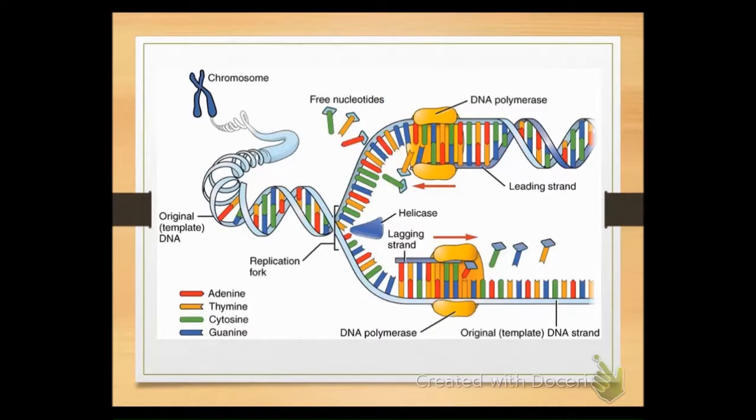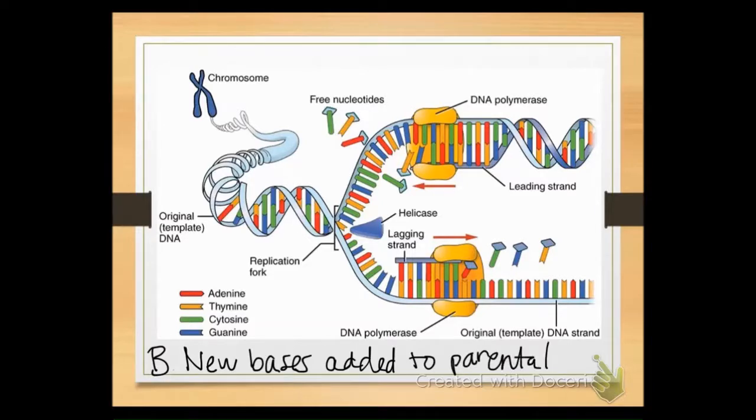So how are these free nucleotides added to make newly constructed DNA? That leads us to our second step. We'll call it step B. And this is where we will have new bases added to the parental strand. So this is where we're using that parental strand as a template. And there's an enzyme that's responsible for doing that. The name of this enzyme is DNA polymerase. So remember, when we think about enzymes, enzymes frequently end in ase. And this enzyme, DNA polymerase, is simply making more DNA.